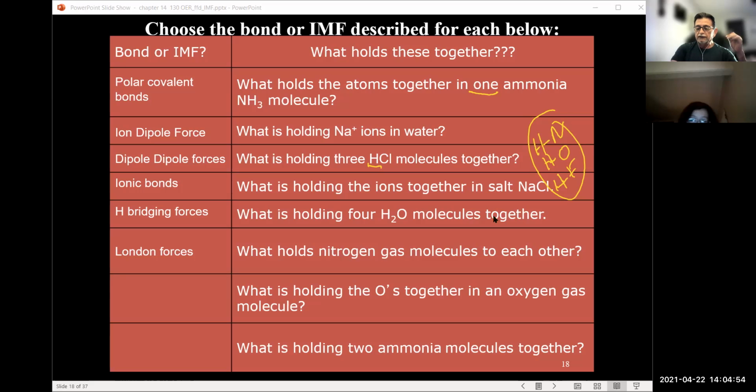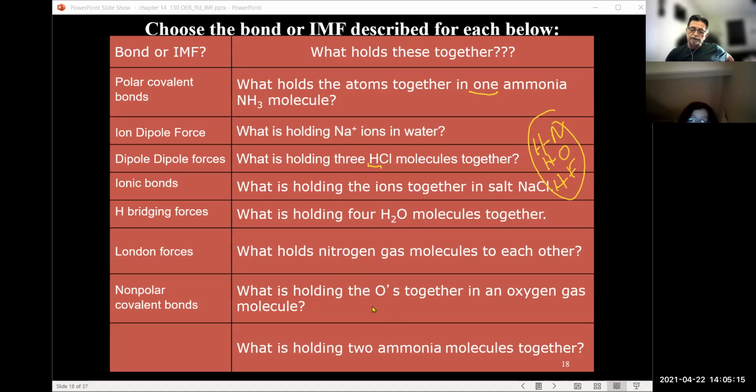So we're talking about within the molecule. So we're dealing with intra forces. What type of bond? And they're saying oxygen gas. So it's a nonpolar covalent bond. Okay. And then finally, what is holding two ammonia molecules together?